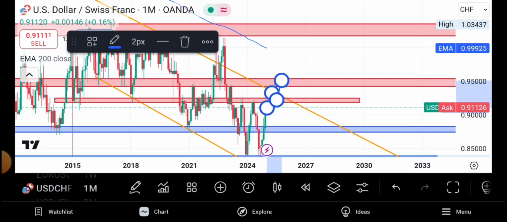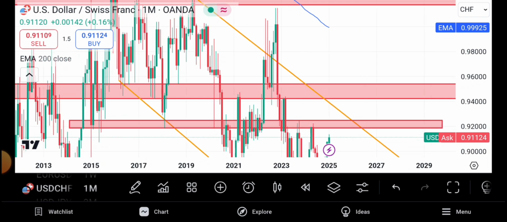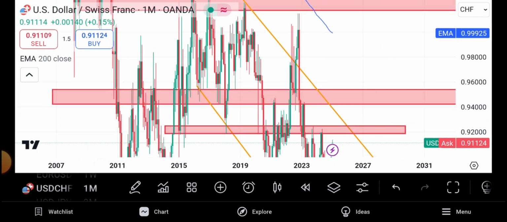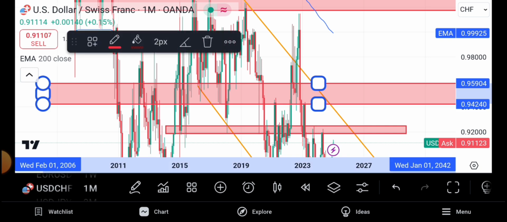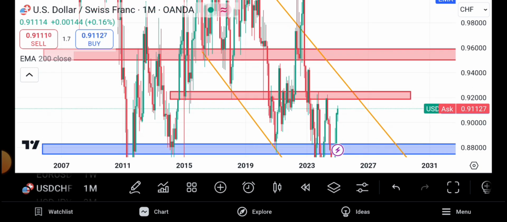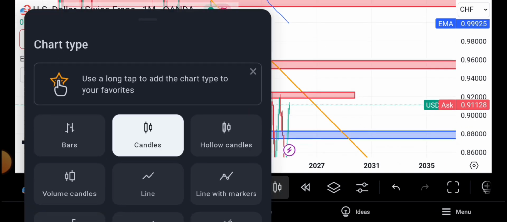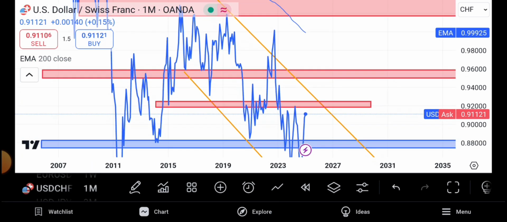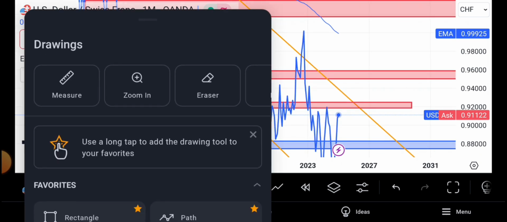So let me reduce this zone. Since we drew it in the 3-month time frame, I'm going to reduce it up to there. I know you might ask me why, but if you change it to line chart pattern, you shall see why I've reduced that zone.